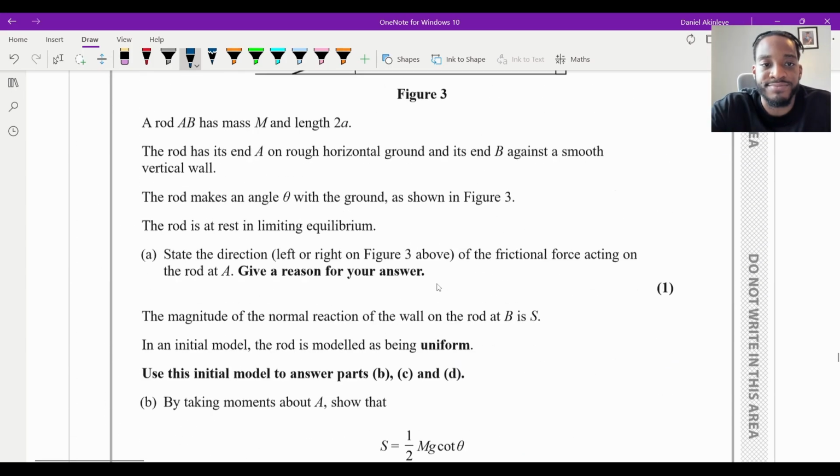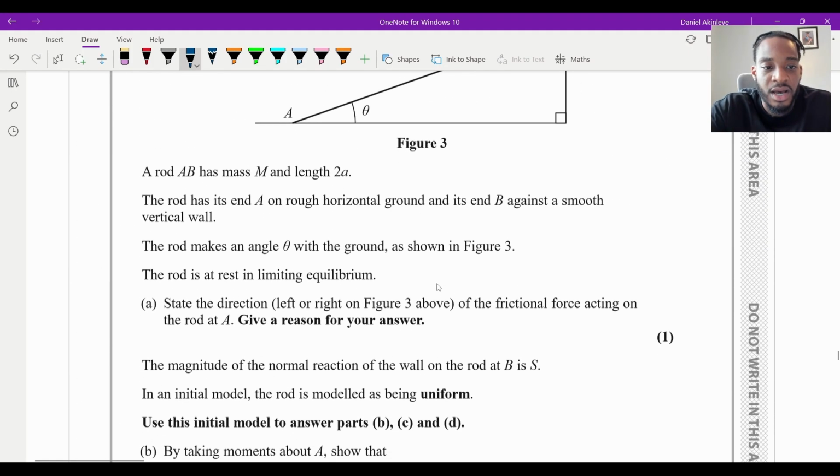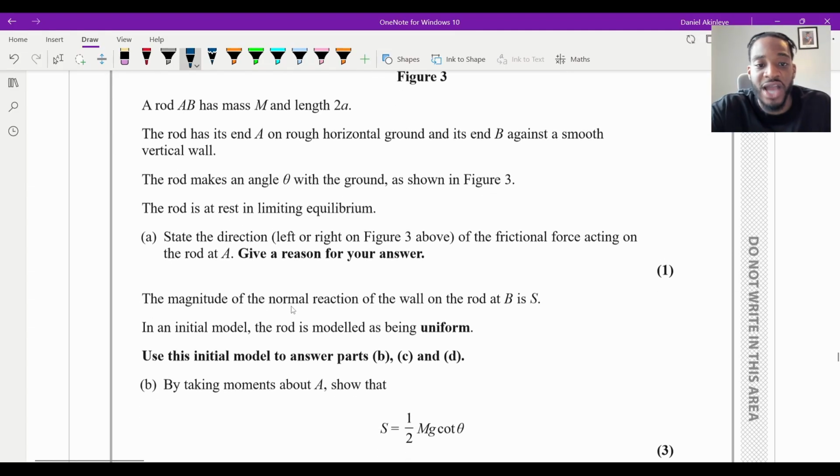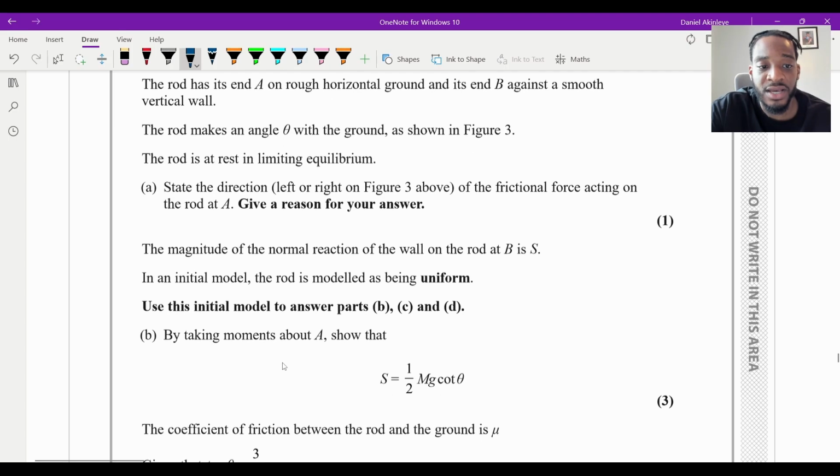Now let's go to part B. Part B says the magnitude of the normal reaction of the wall on the rod at B is S. In an initial model, the rod is modeled as being uniform. Use this initial model to answer parts B, C and D. It says, by taking moments about A, show that S is equal to a half mg cot theta, for 3 marks. Okay, so we're taking moments in part B.